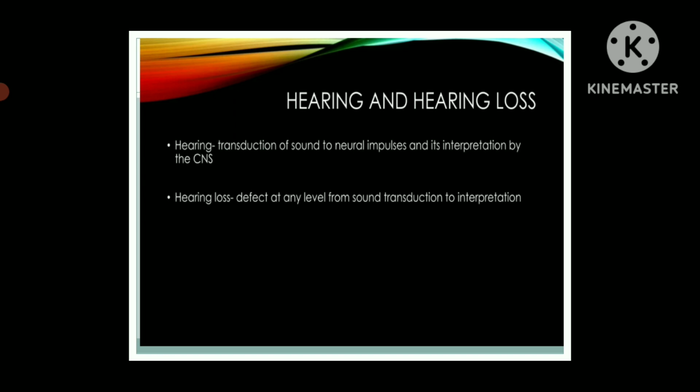Definition of hearing: hearing means transduction of sound to neural impulses and its interpretation by the central nervous system. Hearing loss is a defect at any level from the sound transduction to the interpretation. If there is any defect between the transduction of the sound to neural impulses and its interpretation by the central nervous system, then that leads to hearing loss.